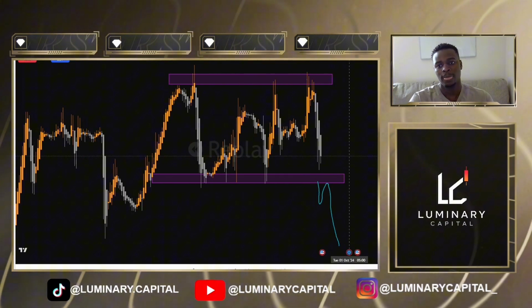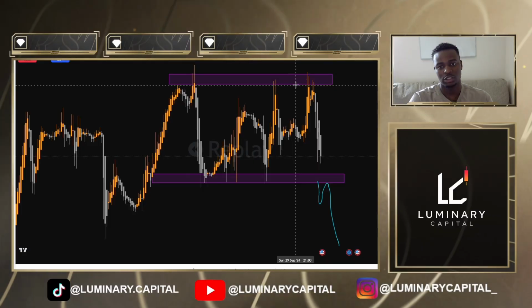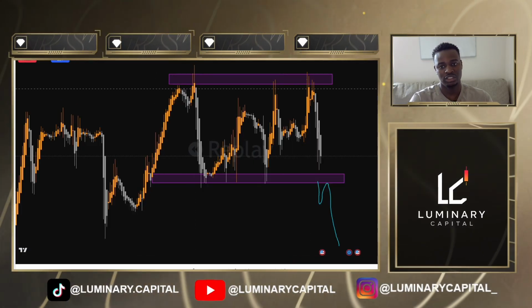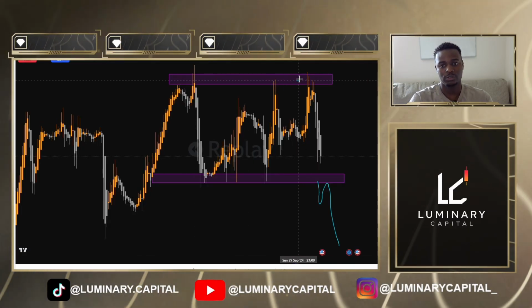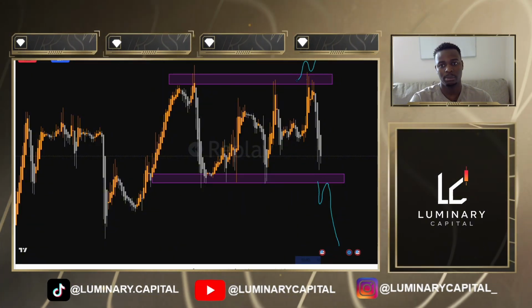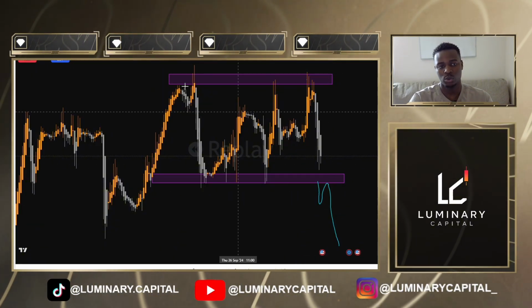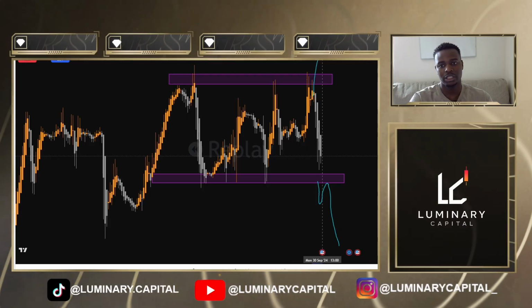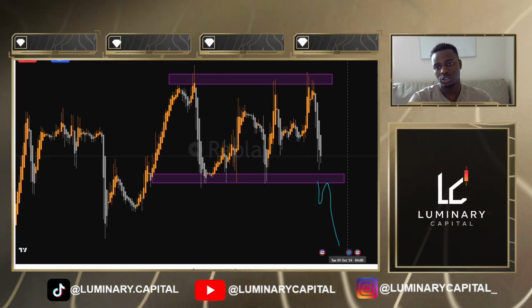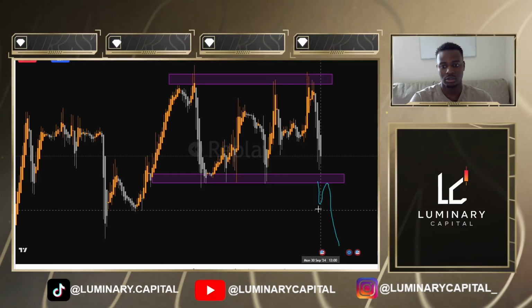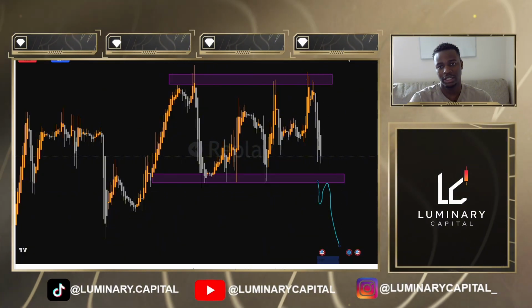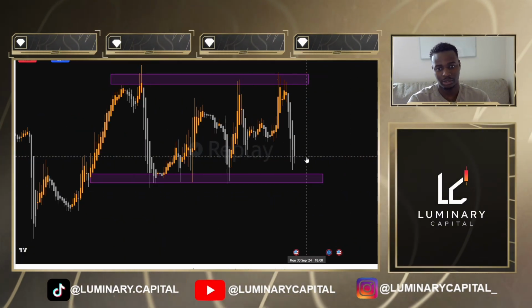Now, it's the same for the top side when it comes to your resistance zone. If the market breaks out with a candle that closed, you're looking for a retest before the market pushes back up. Sometimes the market will just break out and keep pushing, which is why you gotta understand how the market moves so you can catch those plays.